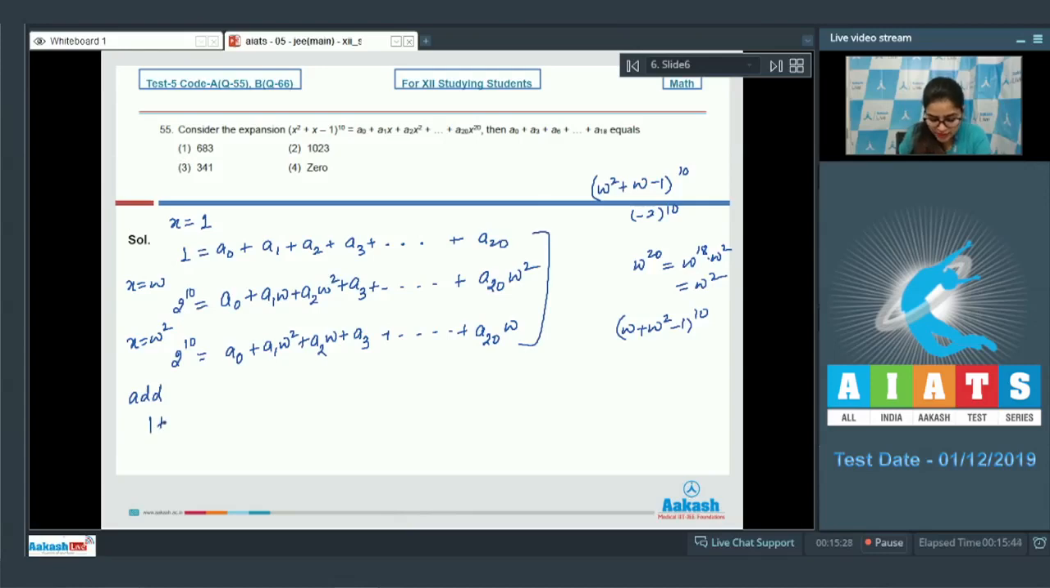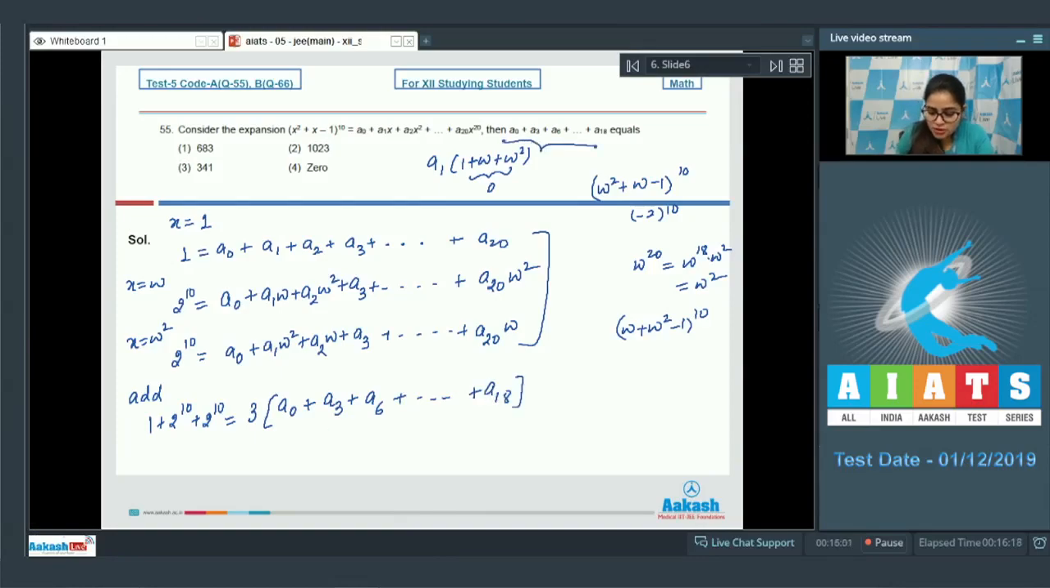So you will get 1 plus 2 to the power 10 plus 2 to the power 10 is equal to 3 times (a0 plus a1 plus a1 omega plus a1 omega square). If you take a1 common, then you will get 1 plus omega plus omega square, that is equal to 0. Similarly for a2 you will get 0. So you will get here a0, a3, a6, all the multiples of 3, and in the last you will get a18.